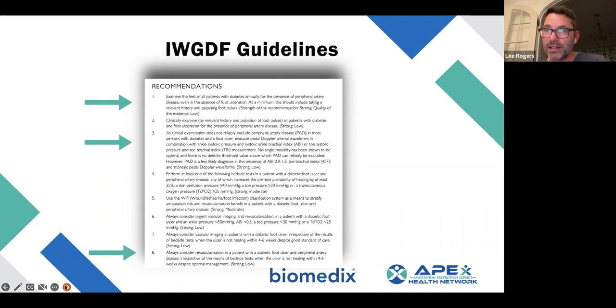However, PAD is less likely in a diagnosis with the presence of an ABI between 0.9 and 1.3, and with a toe brachial index of greater than 0.75, and if you have triphasic pedal Doppler waveforms. And that's what's really important, combining the waveforms with the ABI or the TBI. Then number 8 here, which I think is important, always consider revascularization in a patient with a diabetic foot ulcer and PAD, irrespective of the results of your bedside tests, when the ulcer is not healing within 4 to 6 weeks despite your optimal management.